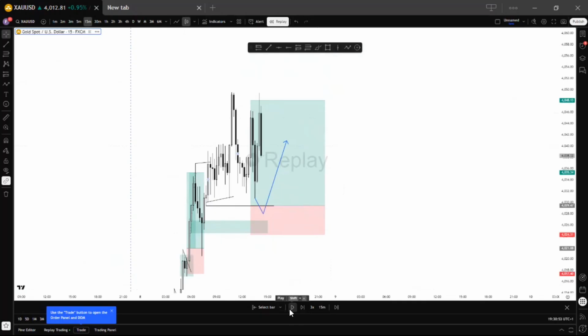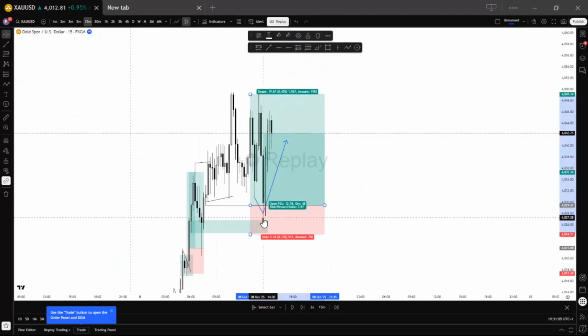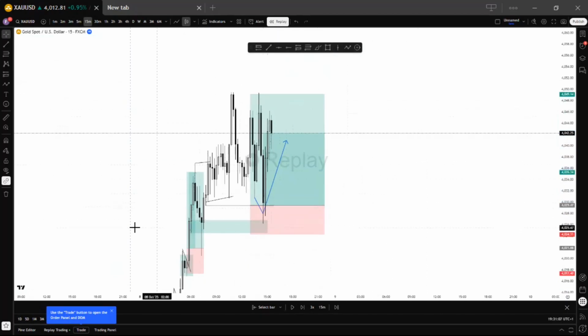We've not been tapped in yet. It's still, yeah, we've been tapped in, guys. Now we're targeting this high here for our first TP. Now we've been tapped in right here. You see that support I spoke about? It sniped it, bruv. But we're still in anyway.